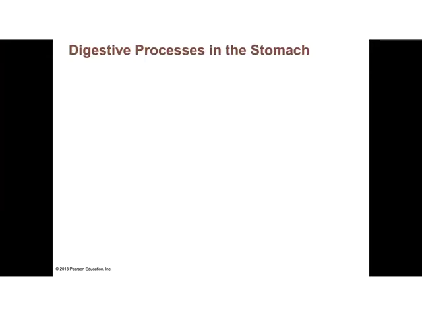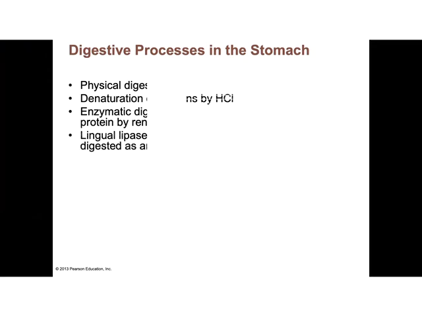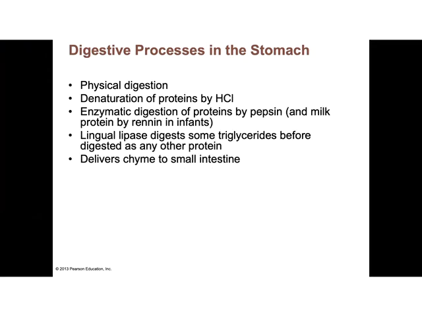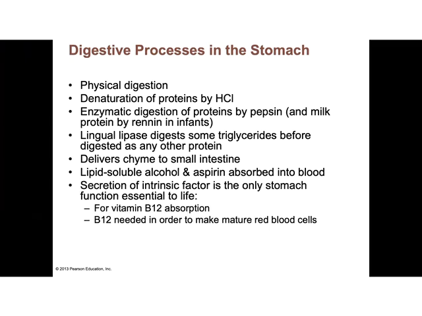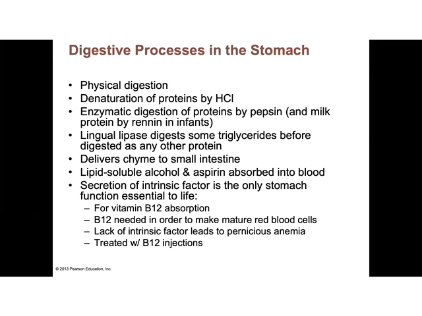Okay, physical digestion in the stomach. We talked about the churning activity of the smooth muscle, denaturation of proteins by hydrochloric acid, and the action of pepsin on the protein in order to help break it into smaller peptides. And then milk protein is acted on by something called renin, which is made by the gastric lining of the stomach in infants. Lingual lipase is going to help break down triglycerides before it's digested, as other proteins are in the stomach. And then the chyme is going to be delivered to the small intestine.